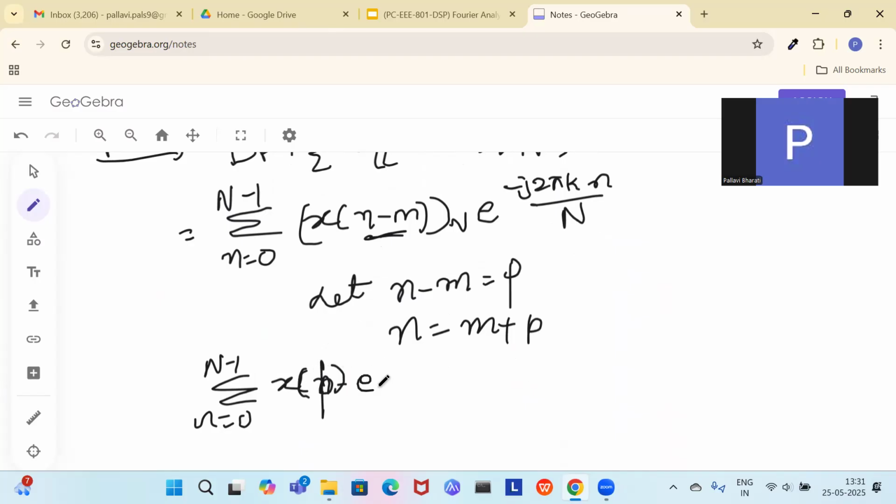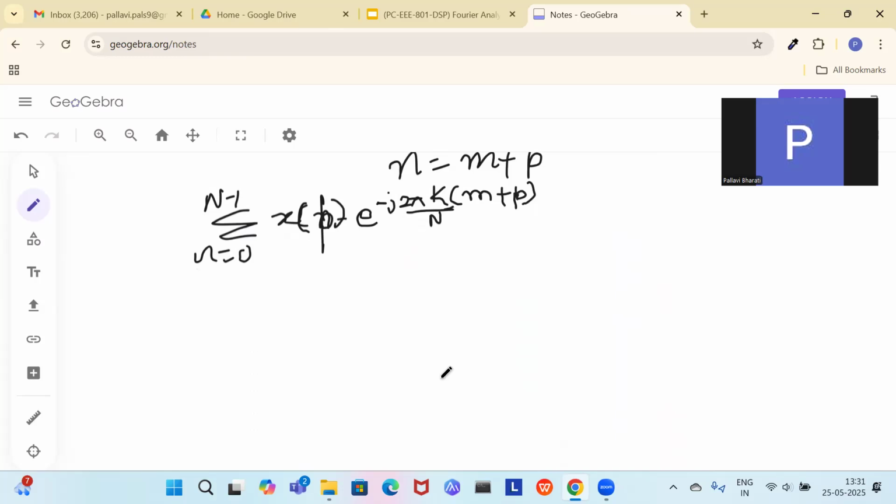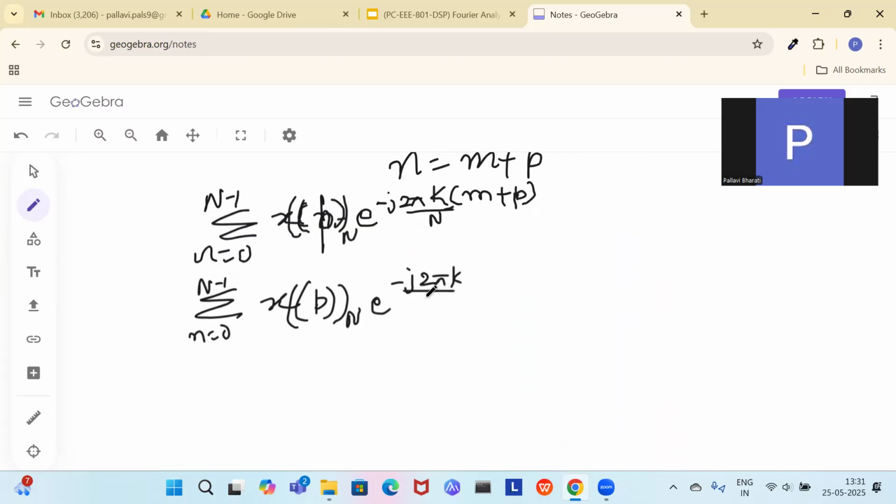e to the power minus j 2 pi k, now here I will write (m plus p) divided by N. I'll rewrite it. So previously here it was x[(n minus m) modulo N]. So what we are going to do is we are writing here x[p], summed over n equals 0 to N minus 1, x[p modulo N] e to the power minus j 2 pi k by capital N, and this is m plus p. Now break it.